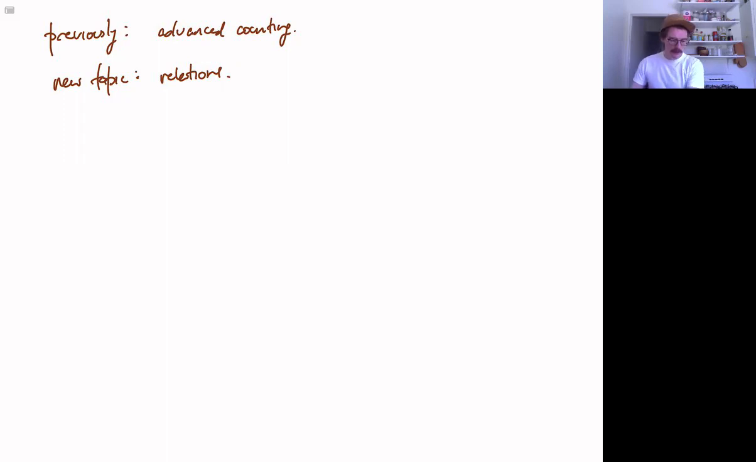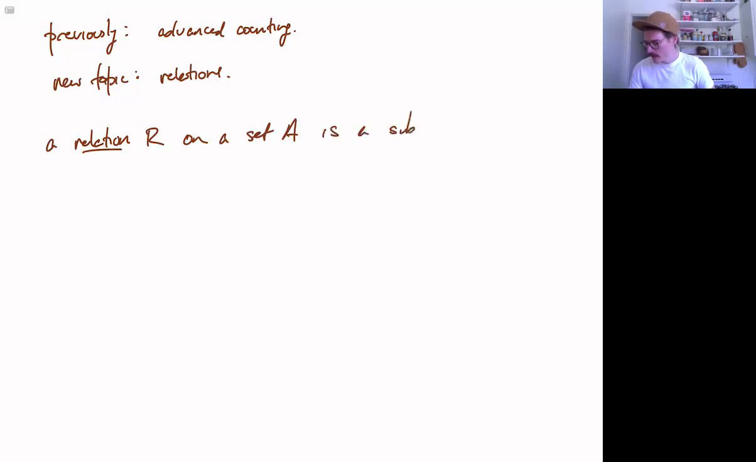So let me give a definition. A relation R on a set A is quite simple. It is just a subset of the Cartesian product of A with itself. So it's a set of ordered pairs of two elements of A.